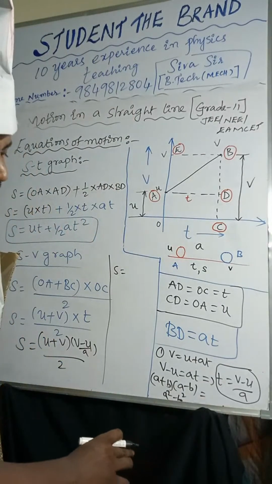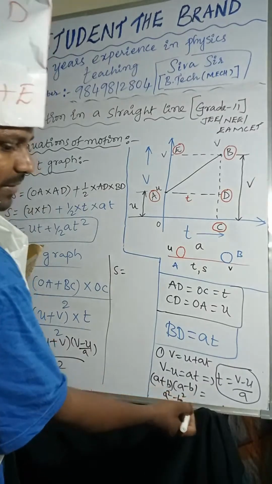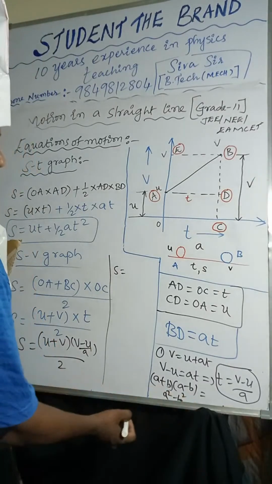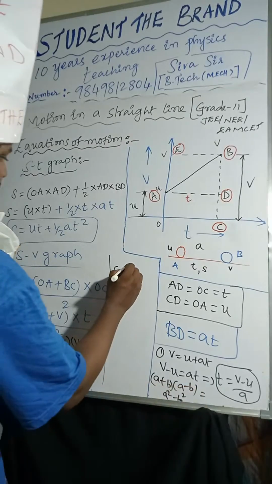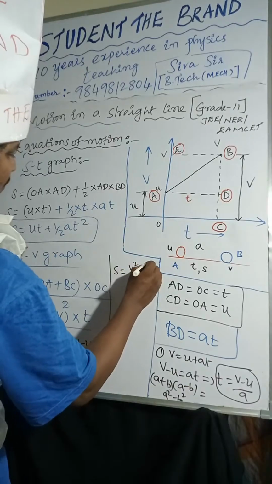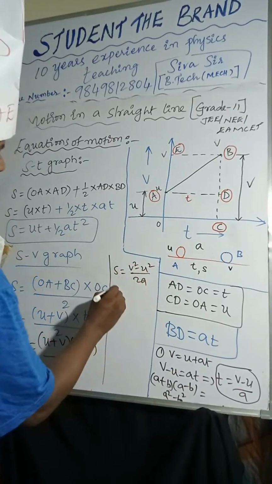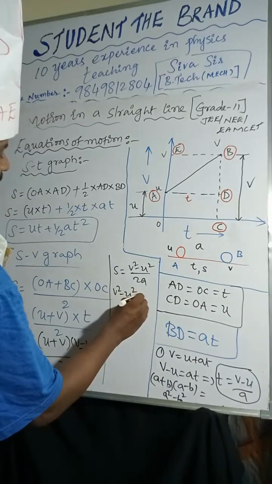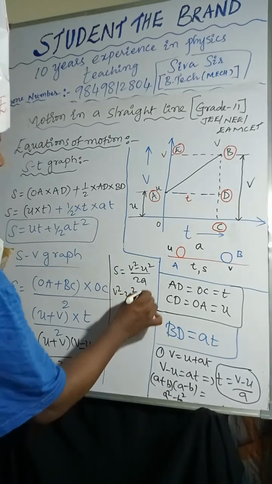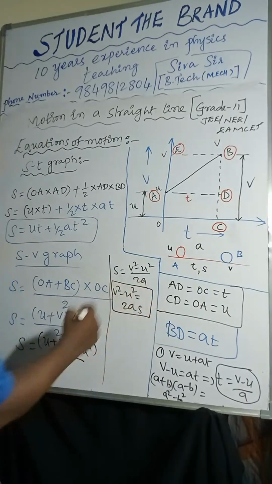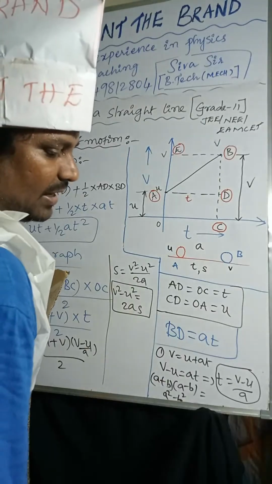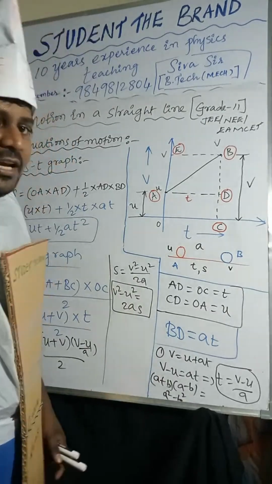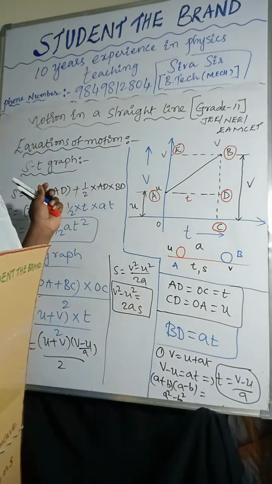I hope it is very clear. So (a plus b) into (a minus b) is a square minus b square. So now you are taking here (v square minus u square) by 2a. So v square minus u square equal to 2as. These are three very important equations. Once again you can observe.